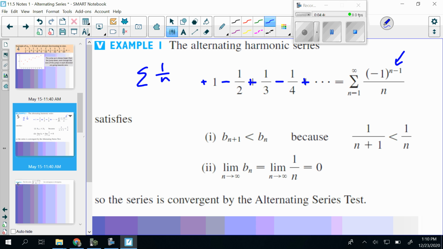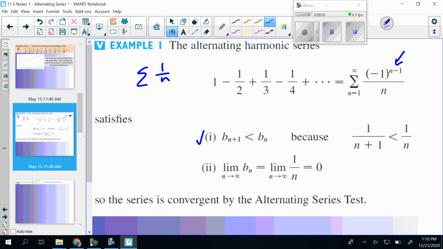So is this convergent or divergent? Well, if you recall, the regular harmonic series we said is divergent. Let's see if this one is or not. So first off, is each term smaller than the one before it? Yeah, a half is smaller than 1. A third is smaller than a half. A fourth is smaller than a third. So that checks off. Our first condition checks off.